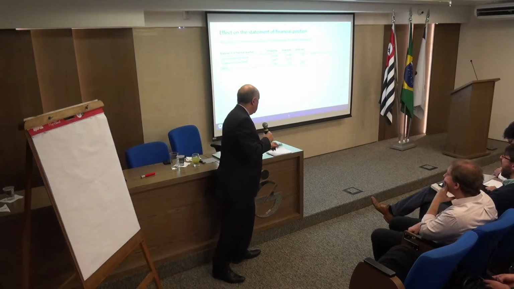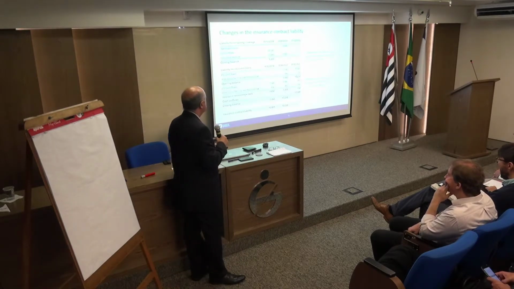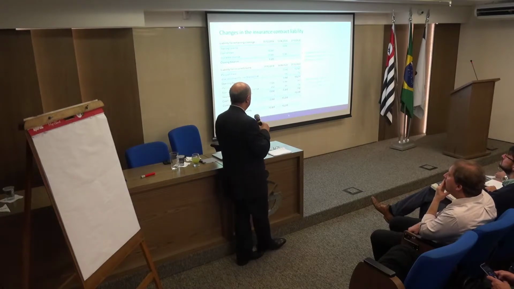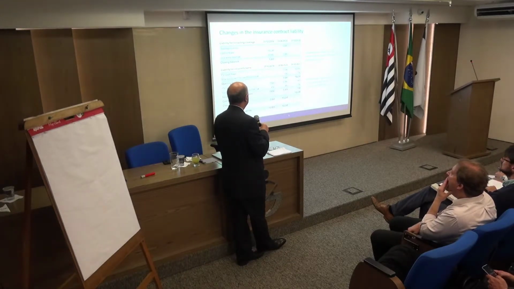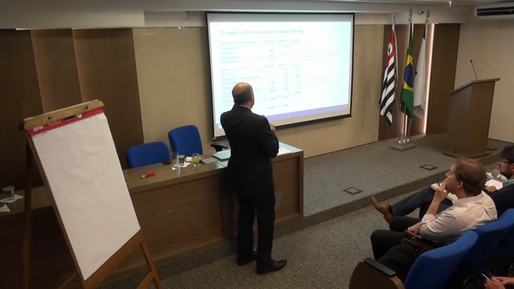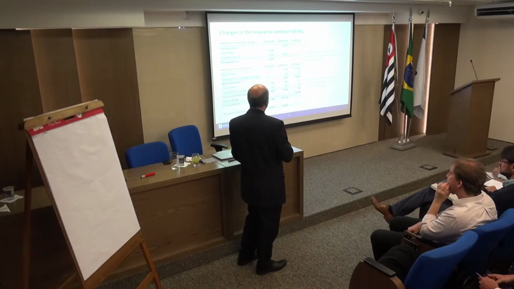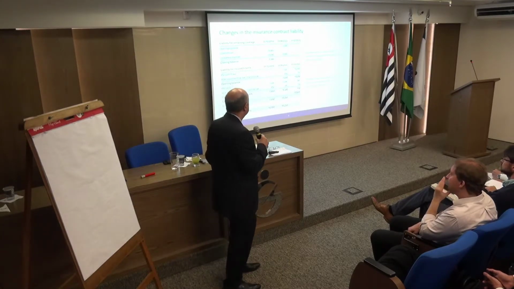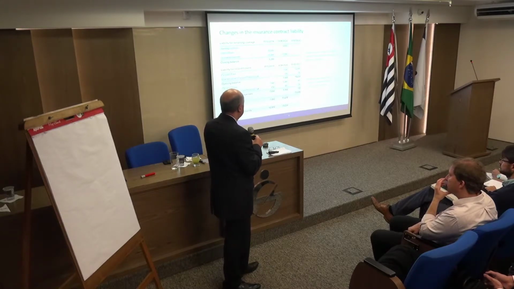So let's see here, the changes in insurance contract liability. We have the inflows, which is the premium. Then we have insurance revenue, okay? So this is the 15,000 times the 75%, or the 6 out of 9. So in other words, the insurance revenue.